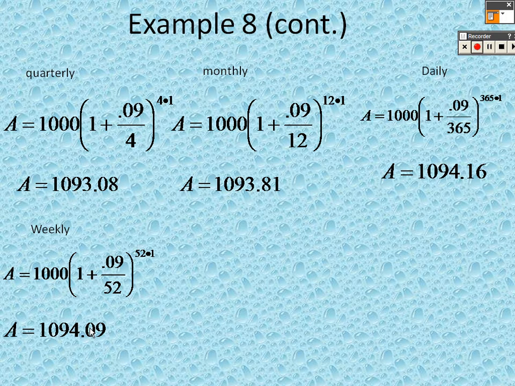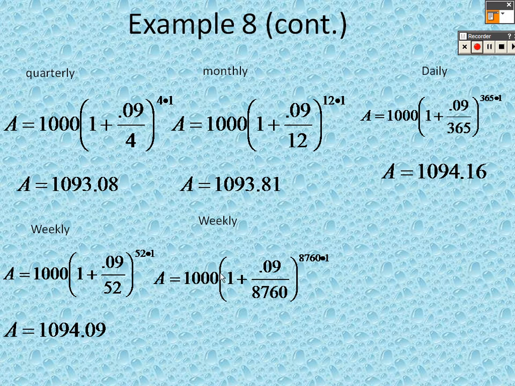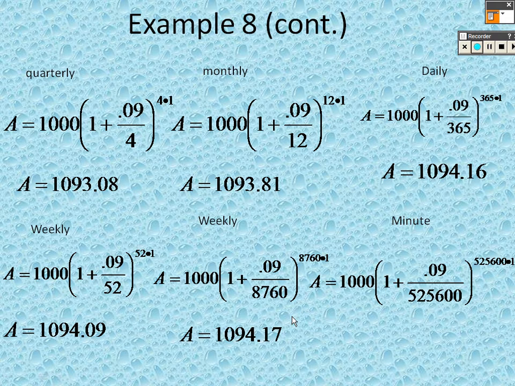Weekly would be less than daily, that is right. This would be hourly right here, not weekly. Hourly, notice how it only went up 1 cent. So from daily to hourly, it only went up 1 cent. And doing it every minute, it didn't even change.